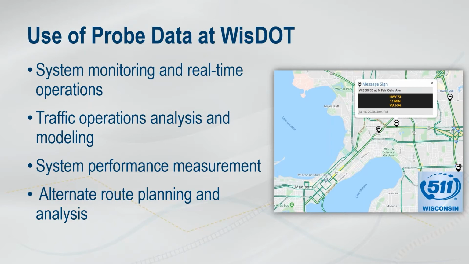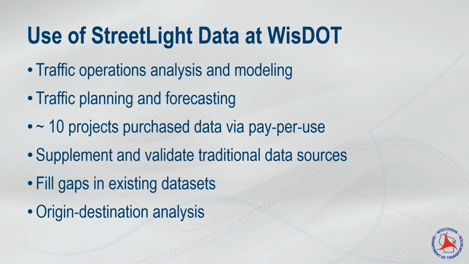So the use cases are fairly broad, and we utilize a couple of different vendors based on the needs of the project or application. Over the last couple of years, the use of probe data, specifically StreetLight data, has increased, and the use of the data has been focused around traffic modeling. Our region offices and consultant partners have been using StreetLight data for the last few years as inputs to traffic operations analysis and modeling efforts for both traditional design projects and system planning and prioritization projects. We've also used the data for traffic planning and forecasting, but to a lesser degree than in operations analysis.